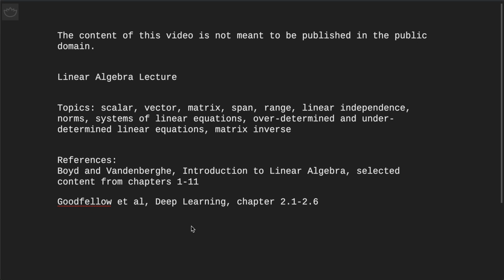And if you need a little bit more detail, and if you feel these topics that I will talk about are not completely accessible, then you can also look at this book. Both of these books are available in the public domain for free.